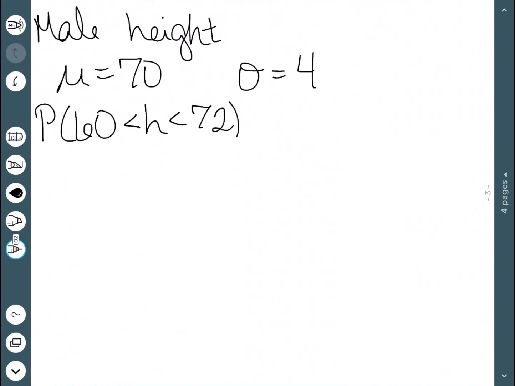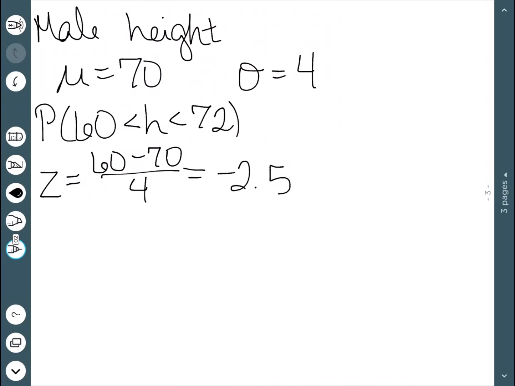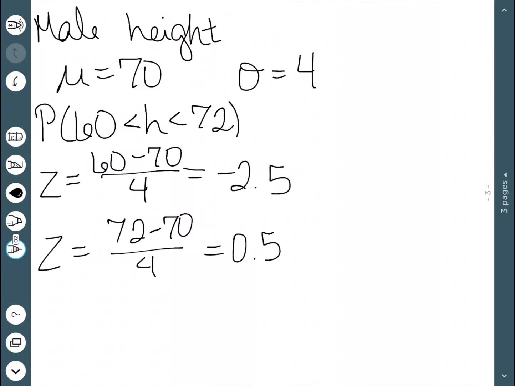This time, I want to know the probability that a given male is between 60 and 72 inches. So 60 is less than h for height, less than 72. This time I'm going to need two z-scores. The first one, I have 60 minus the mean divided by the standard deviation, which gives us negative 2.5. And then for the second one, 72 minus the mean divided by the standard deviation, which gives us 0.5. And we're going to need to look both of these up.